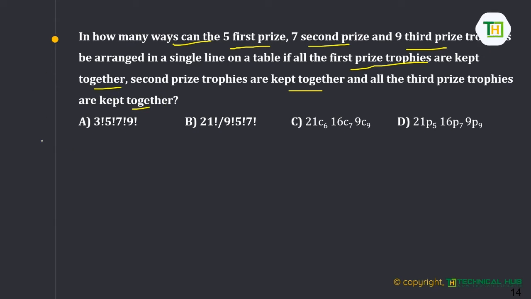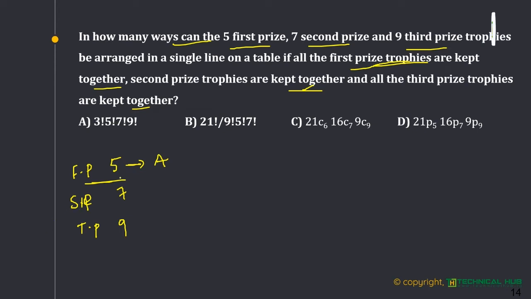Your total first prizes, how many are there? Total first prizes, 5 are there. And second prizes, 7. And total third prizes is equal to 9. Okay. So what is given? All the first prizes are kept together, and similarly the second prizes are kept together and the third prizes are kept together. That's why I'm taking all the first prizes as one unit. Okay, I am taking it as A.